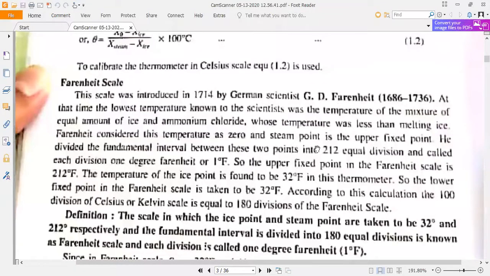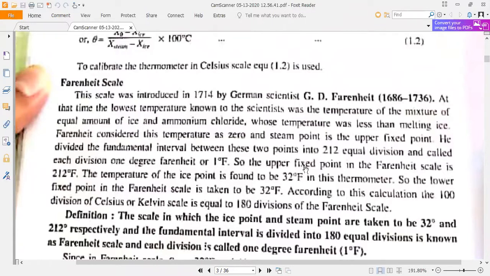See, this is the case. That is why the upper fixed point is 212 for the Fahrenheit scale. Nobody is responding. Everyone is sleeping. Somebody should respond. Right? Okay. So equal divisions, and he called each division 1 degree Fahrenheit.